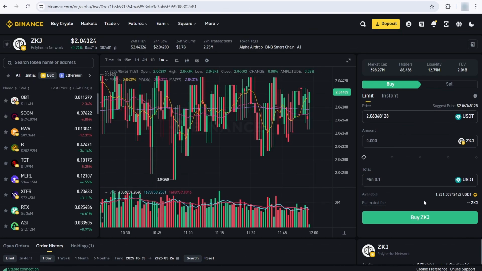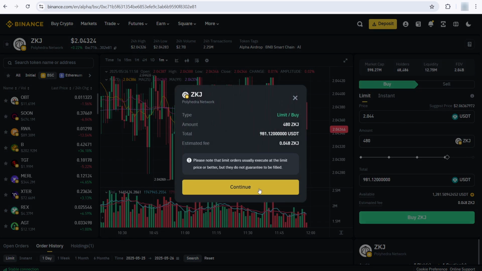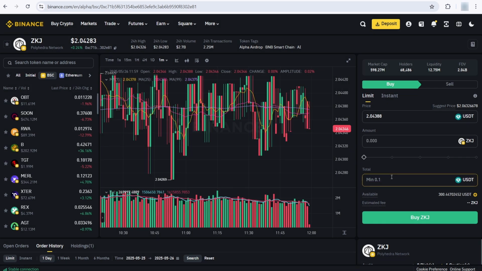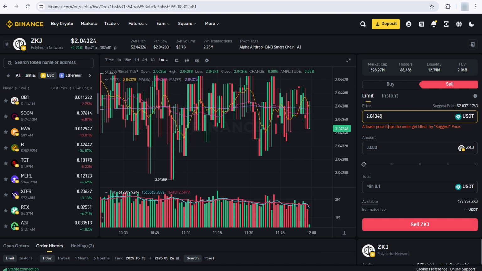Now I want to buy ZKJ at a price slightly higher than the high price within the last candle. 2.044, 480 ZKJ, buy ZKJ. We can even test entering exactly the same price as the high price, 2.04388, continue. The order is filled. Now we should sell. We do the same, but with the low price within the current candle, 2.04346, or slightly lower than the low price.